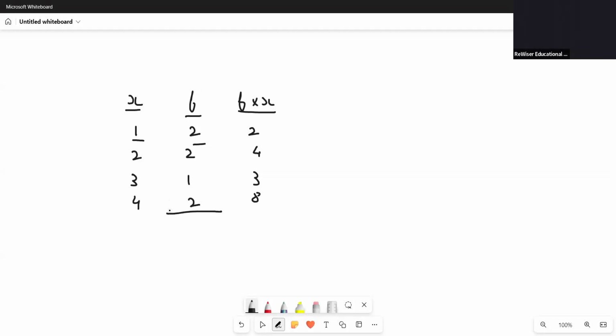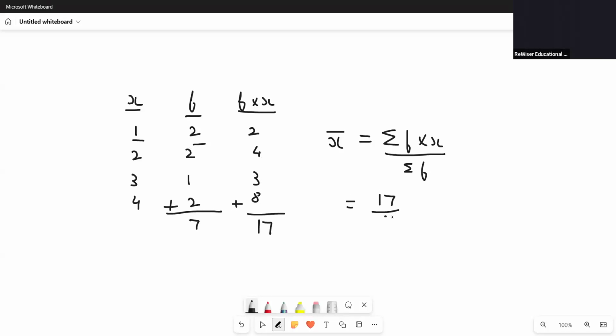Now we have to add all the frequencies, so the sum of the frequencies is 7. Then we add all the values of f into x: 6, 9, 12, 17 — so the total is 17. The formula for x bar in terms of frequency is the summation of f into x divided by the sum of the frequencies. So here the summation of f x is 17, divided by 7, and that's the value of my mean for this particular distribution.